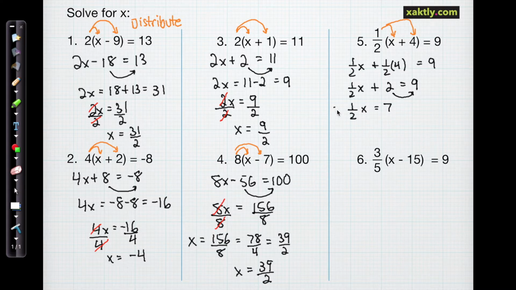Now the way to get rid of that half is to multiply by its reciprocal, 2 over 1. So 2 times a half is just 1. And on the right side, 7 times 2 is 14. So x is equal to 14.